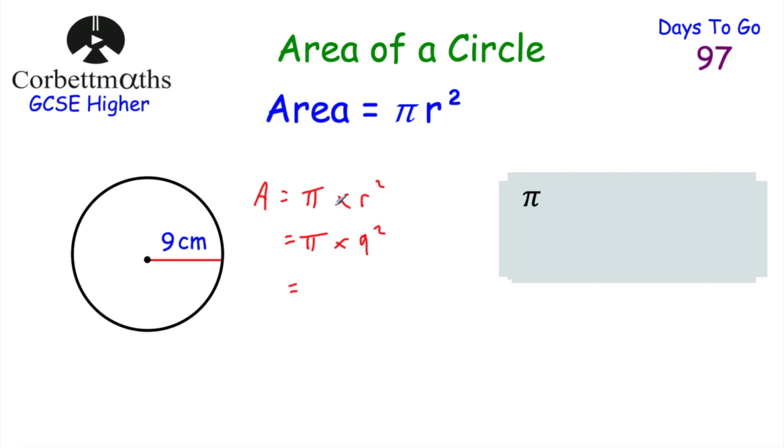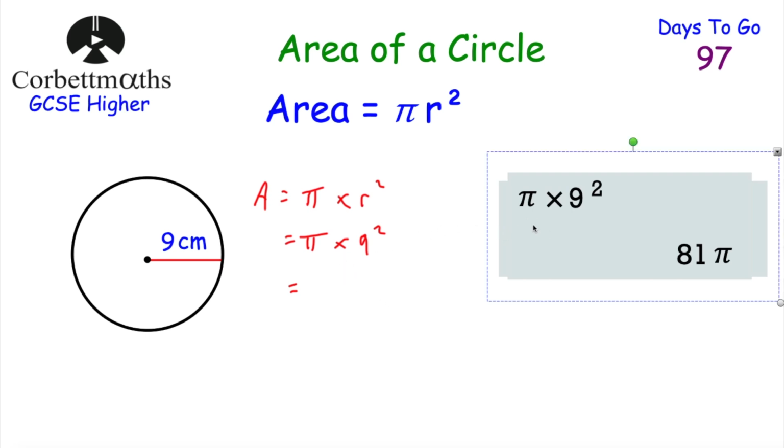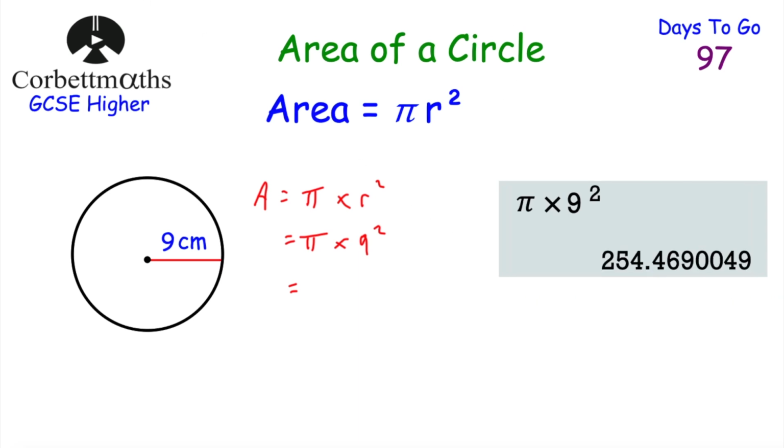And then it's a calculator question, so on our calculator, we press shift and then get pi. And then we'll type in times 9 squared. And when you press equals, that's equal to 81 pi. Depending on the question, you might want to actually use the 81 pi, but quite often you're asked to give your answer to 1 or 2 decimal places. So then you're going to change that into a decimal. And when you change it into a decimal, you get an answer of 254.469 and so on centimeters squared.